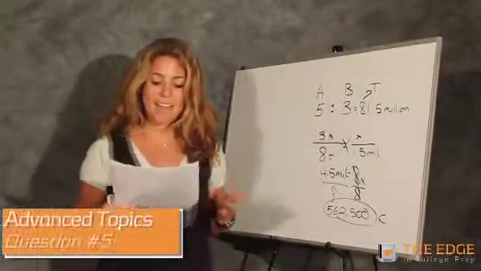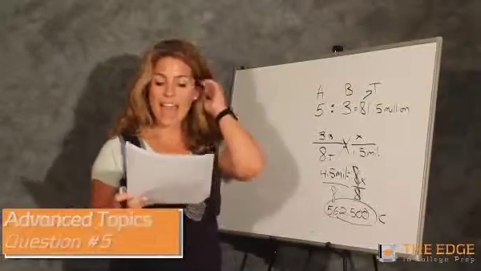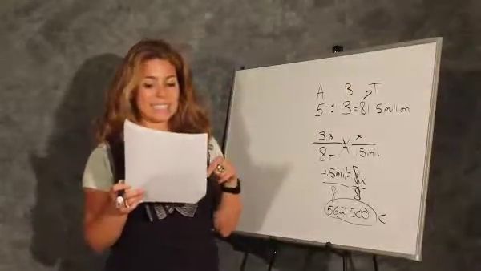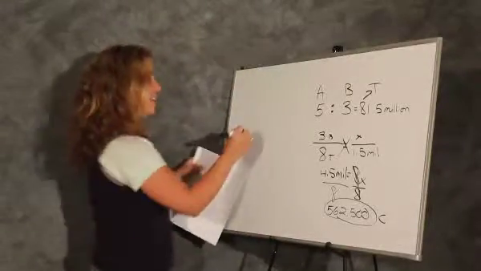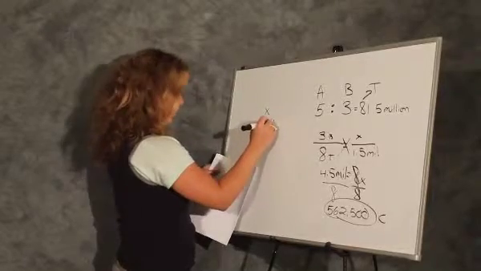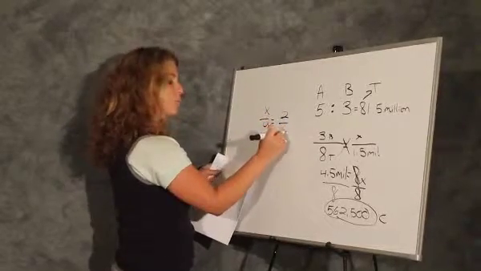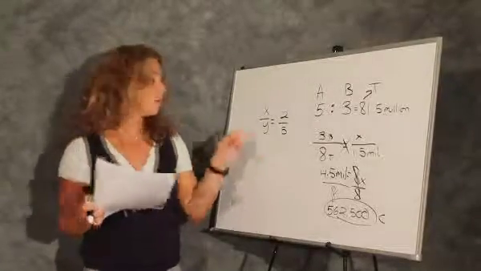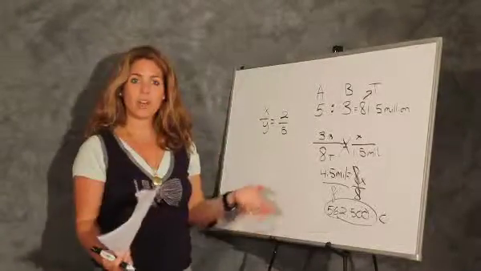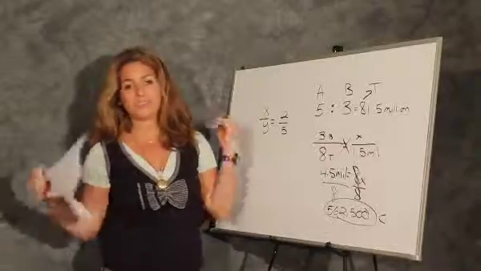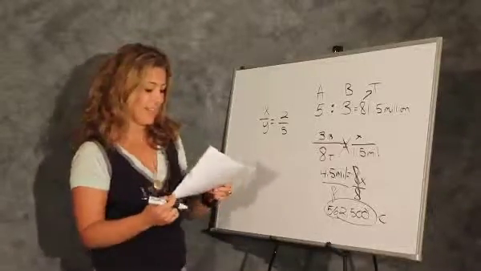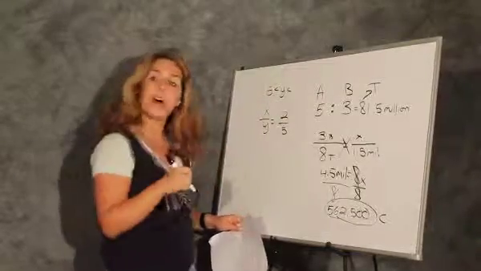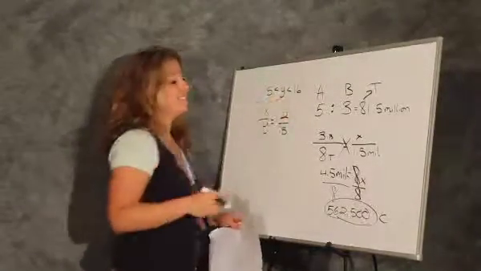Number 5, if x and y are integers and 5 is less than y and y is less than 16, and they tell us that x over y equals 2 over 5, how many possible values are there for x? So this is a fun question because we get to cross multiply. Yay! So we get 5 is less than y, and we get y is less than 16.